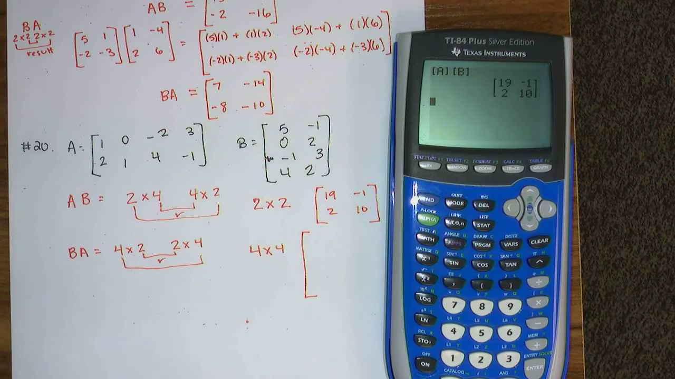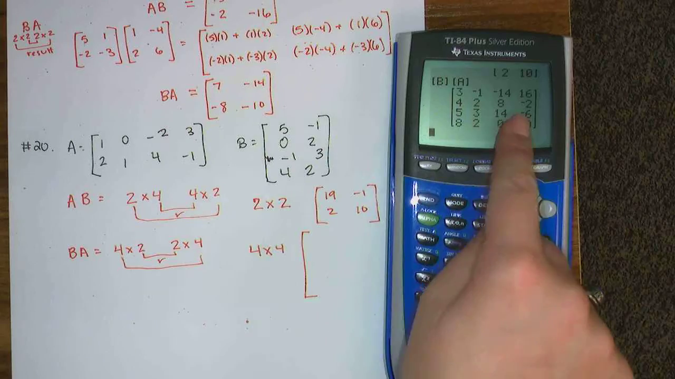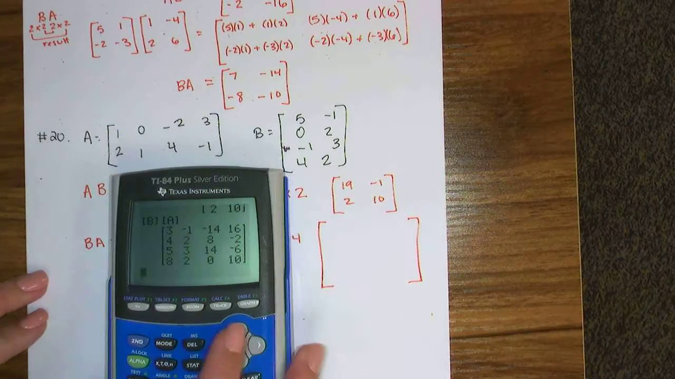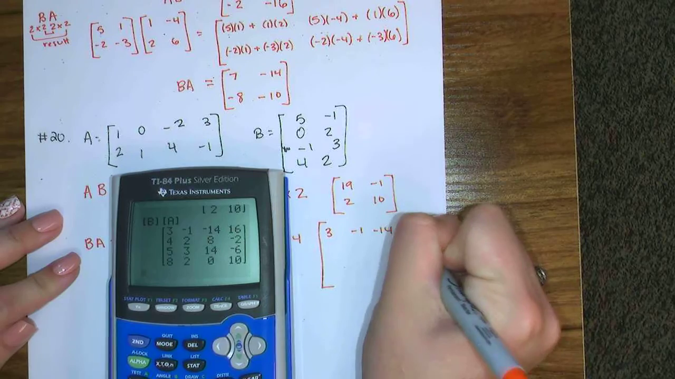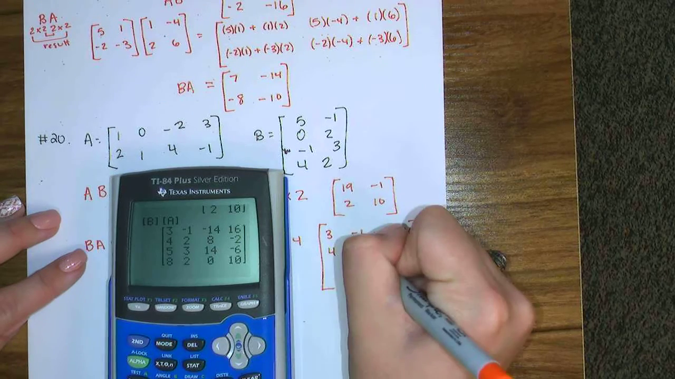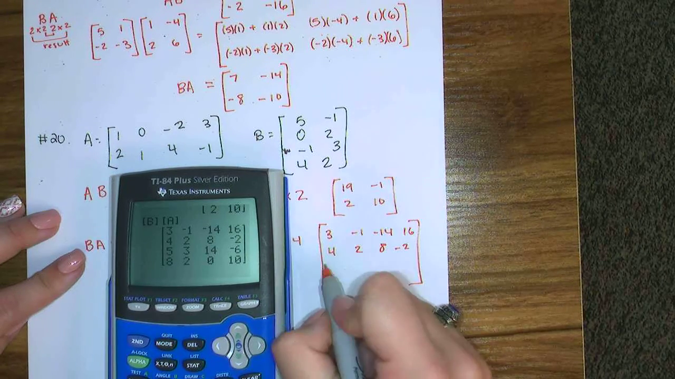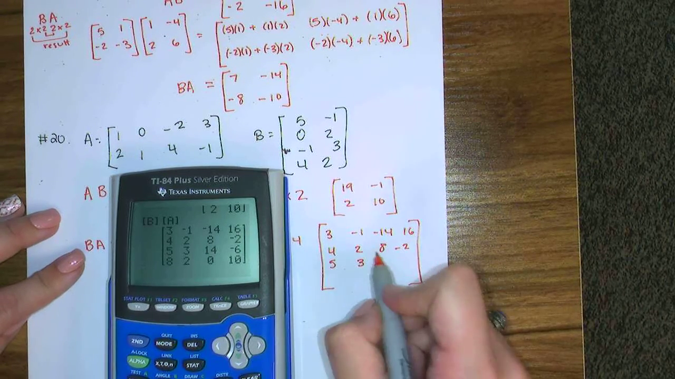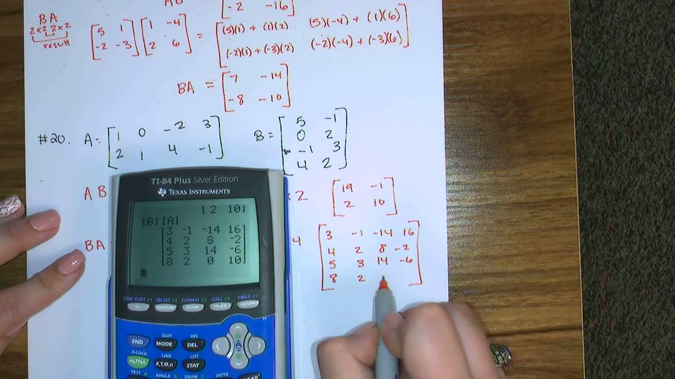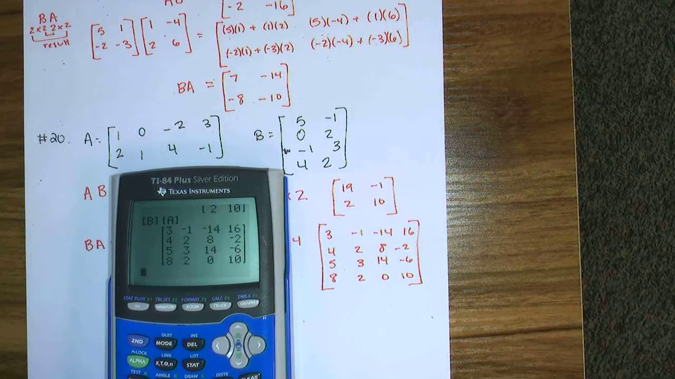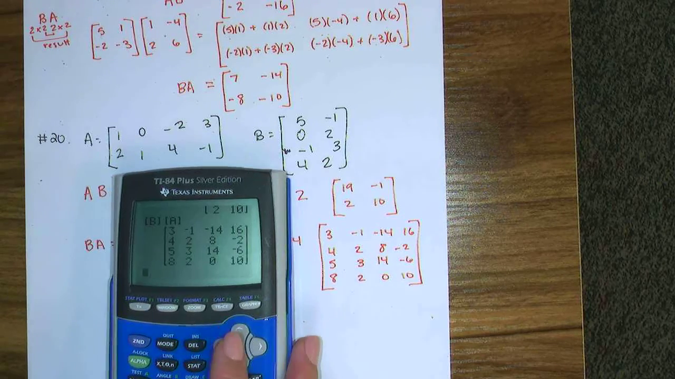Alright, then B times A: second matrix, B, second matrix, A. It resulted in a 4 by 4. So it is 3, negative 1, negative 14, 16, 4, 2, 8, negative 2, 5, 3, 14, negative 6, 8, 2, 0, 10. Alright, so that's how to do one like that and what I'm looking for there.